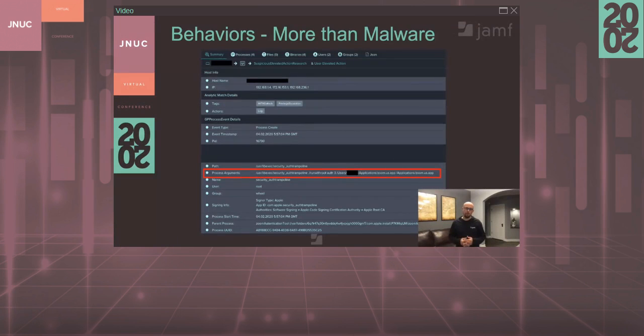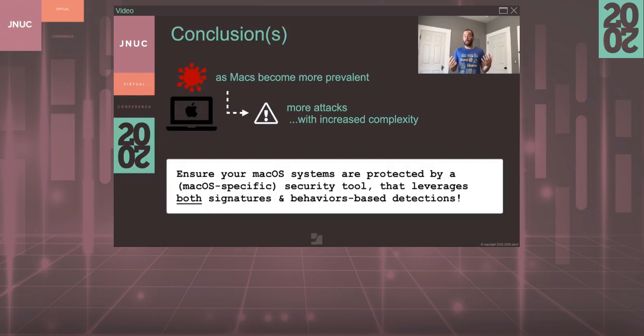Jamf Protect is able to report when something like this in a malicious scenario occurs, as well as report on any software that's performing this vulnerable type of update. This shows us that behavioral detections can offer us more than just malware. They can also provide us with detections of general vulnerabilities. All right, so let's wrap this up.